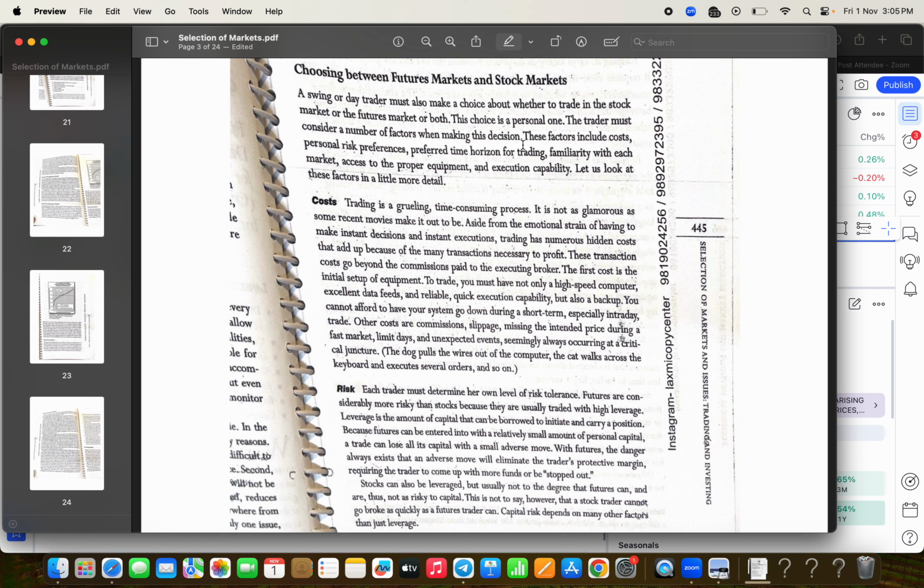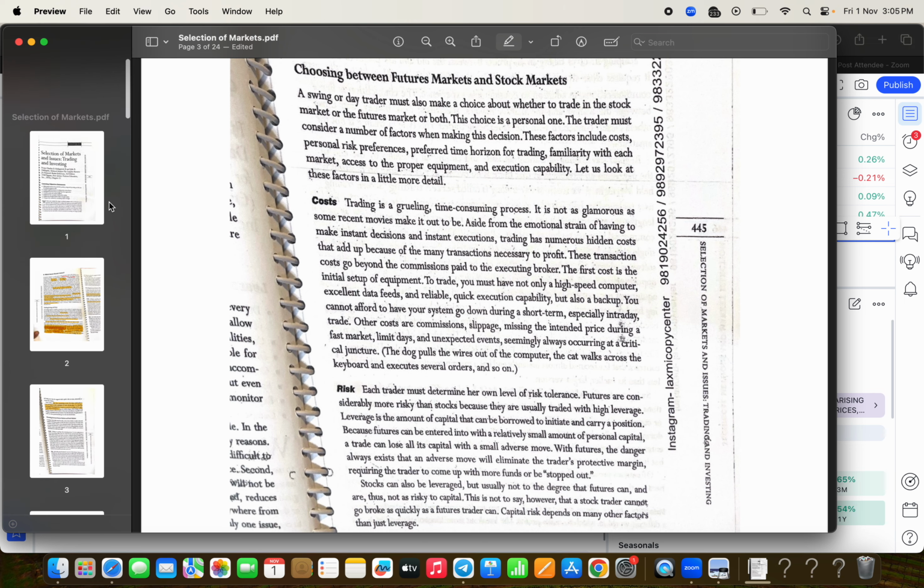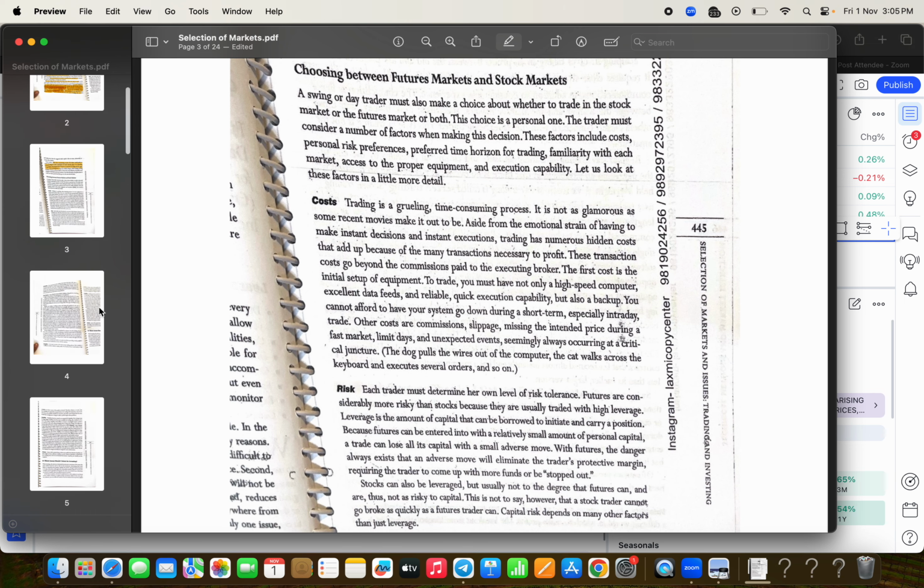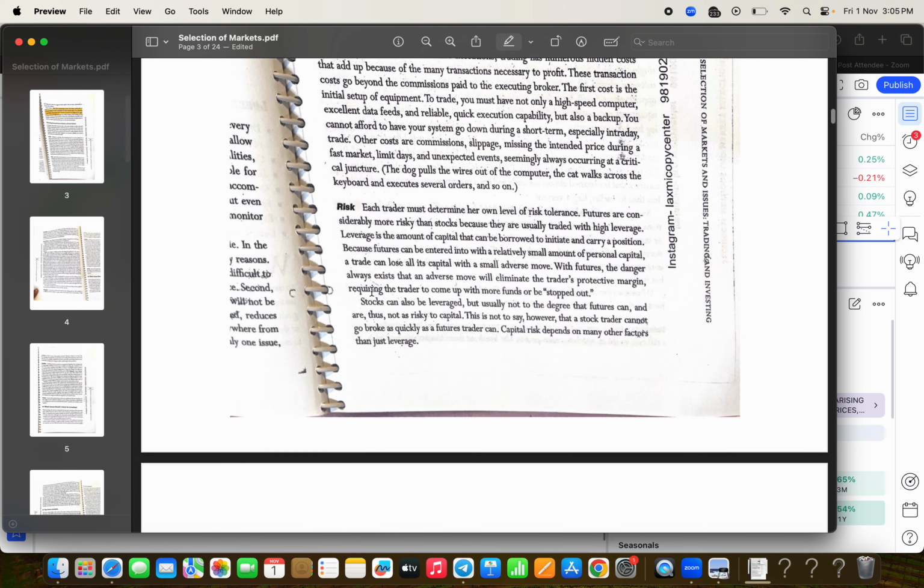Other costs are commission, slippage, missing the intended price during the fast market, limit days, unexpected events seemingly always occurring at a critical juncture. For example, the dog pulls the wires out of the computer, the cat walks across the keyboard, and so on. So these are the various kinds of costs which are actually involved when you go into trading. It's not just commissions which you're paying to the broker, it is far beyond that.